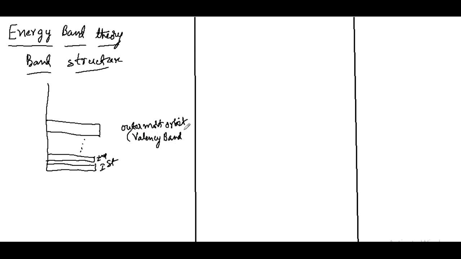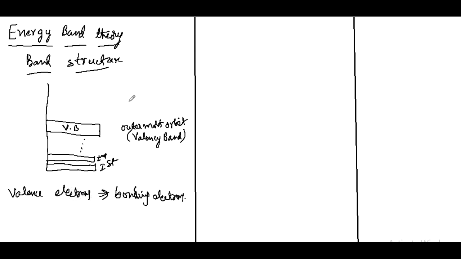So from now onwards we are writing this band as valency band, and the representation is like this: VB. The electrons in the valency band are bonding electrons. So we can write here valence electrons or bonding electrons. Those are not free electrons.